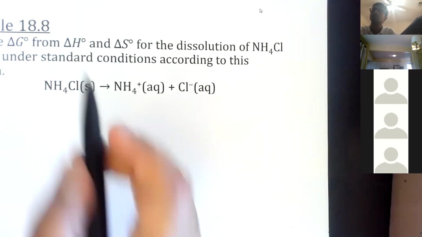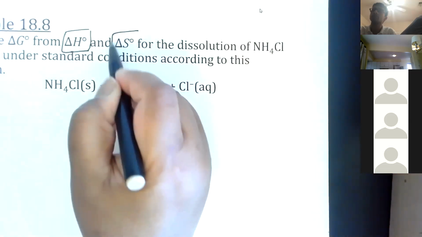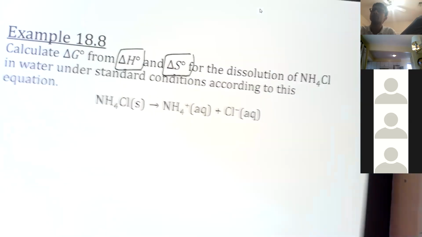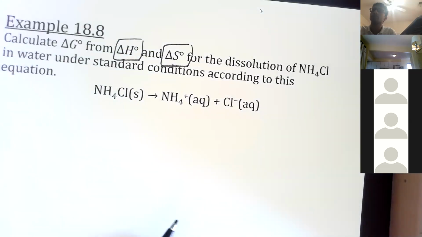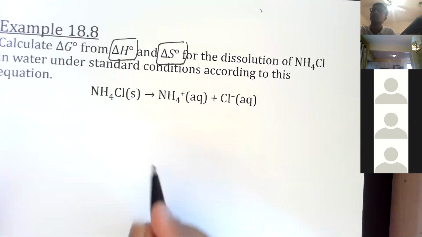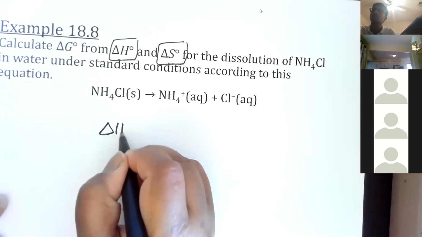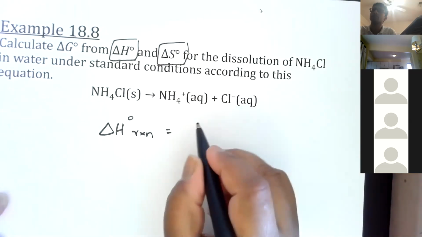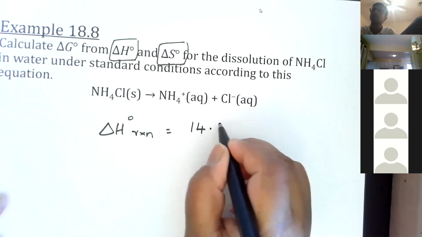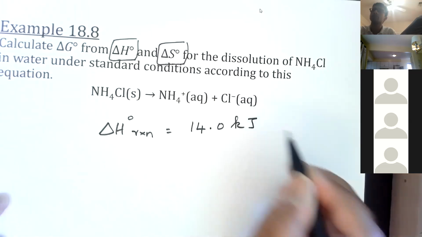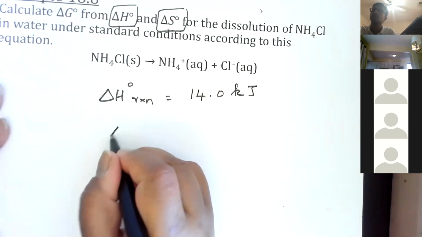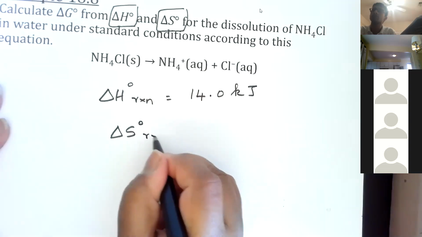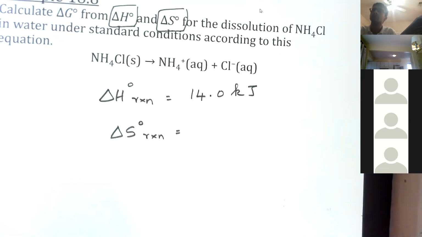Are they asking you to find delta H0 and delta S0? You can do that, but I'm going to give you delta H0 values, 14.0 kilojoules, and delta S0 of the reaction. You'll have a worksheet, by the way, on Thursday afternoon.